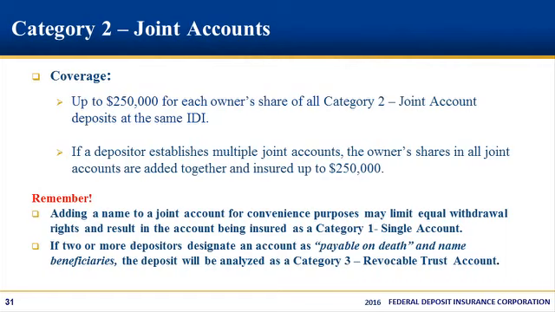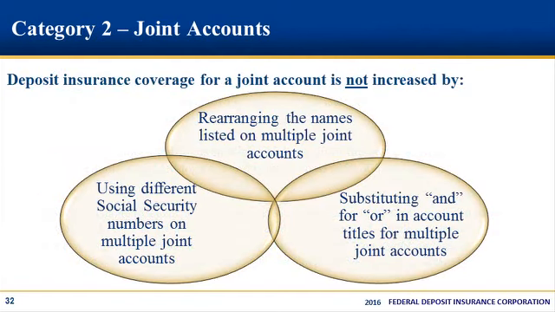Here are 2 situations in which a deposit may not be insured as Category 2 joint accounts. First, remember that adding the name of a person on a joint account for convenience purposes may limit equal withdrawal rights and result in the account being insured as Category 1 single accounts. Second, if you have 2 or more owners of funds and they designate the accounts as payable on death and name beneficiaries, please remember the accounts will first be analyzed using the rules provided for under Category 3 revocable trust accounts. Next, we will discuss some common misconceptions about Category 2 joint accounts.